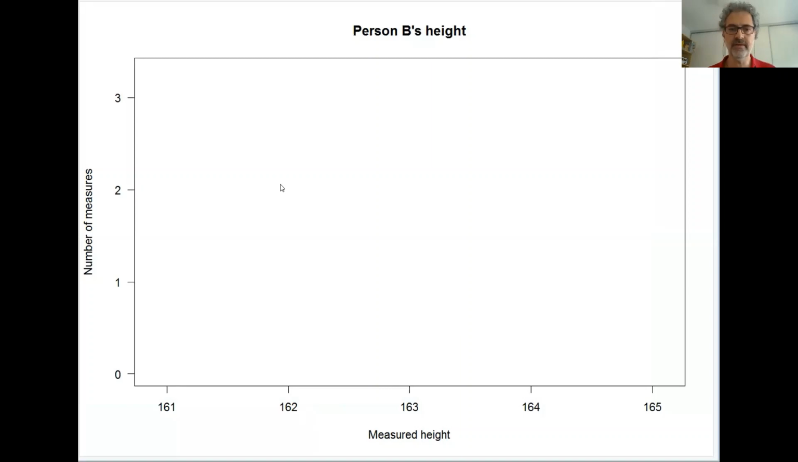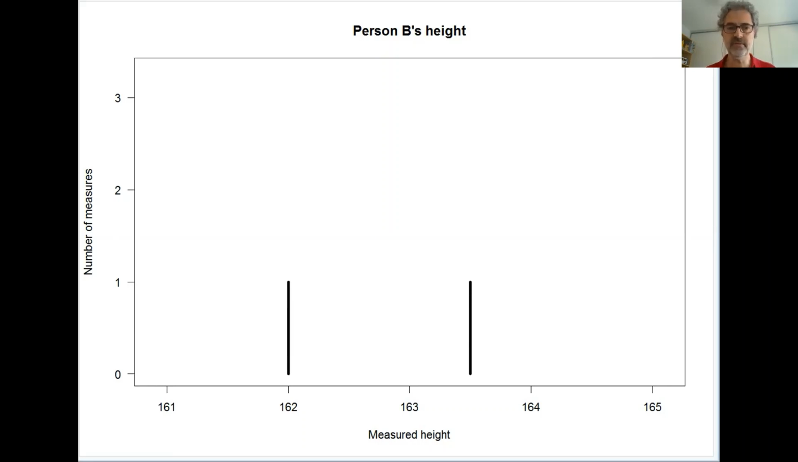So here we have a graphical display of measurements of this person's height. On the horizontal axis, we have values that could be reported. And on the vertical axis, we have the number of times that each value was reported. So in this particular case, the first person reported 163.5. So we draw a line from 0 to 1 to indicate that the value 163.5 right here occurred once after the first person had measured it.